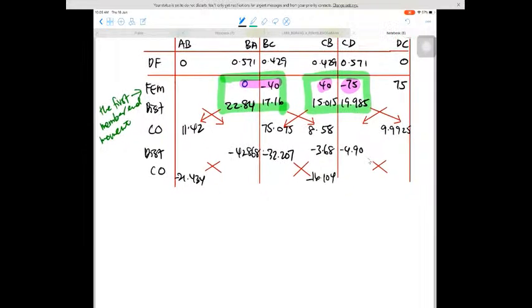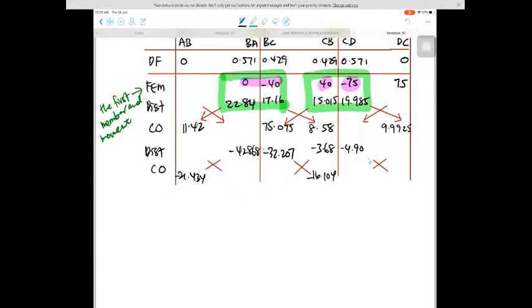Same goes to 3.68 divided by 2, it is negative 1.84, and then negative 4.9 divided by 2, it is negative 2.45. Okay, so now we have done two cycles. Remember we cannot stop right now because we have to repeat the process.